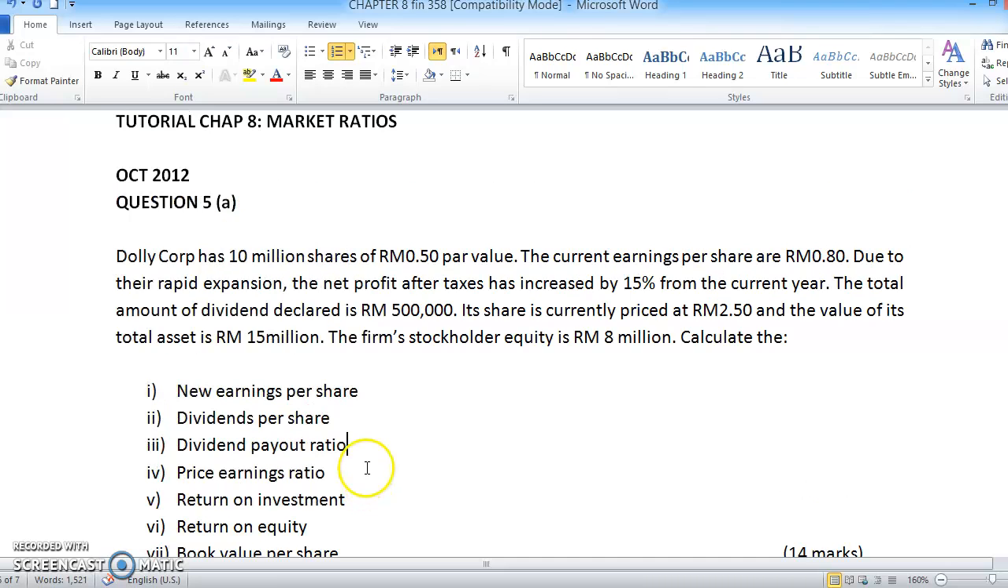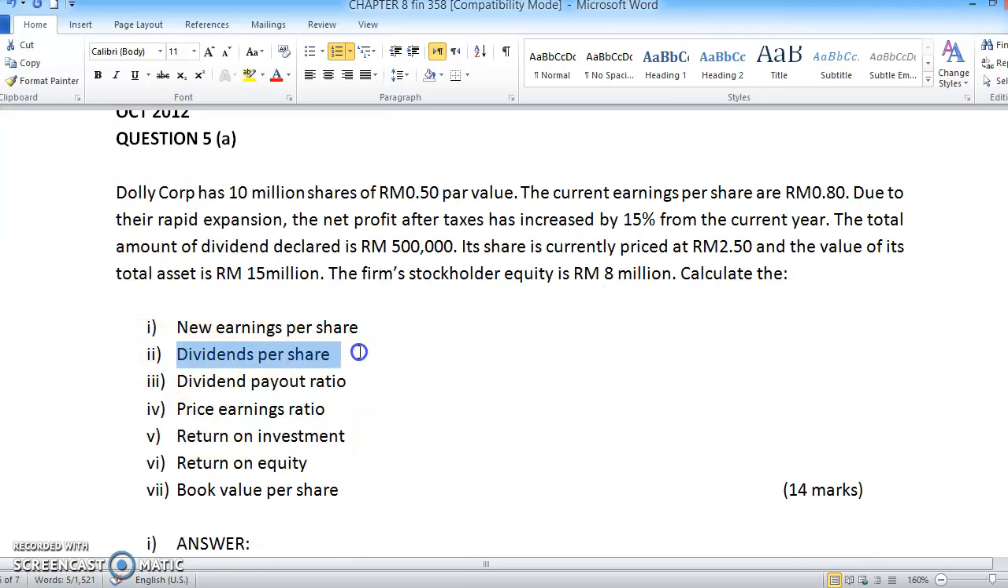Hi, we are going to continue our calculations on the market ratios, still for chapter 8, for the questions of Dolly Corporation. So we have calculated the new earning per share in the previous video. Next, we are going to calculate the dividends per share. But do not be confused with these two. The EPS and the DPS are two different things.